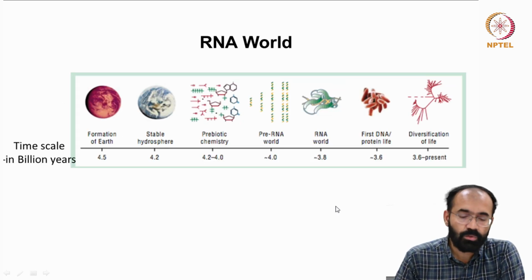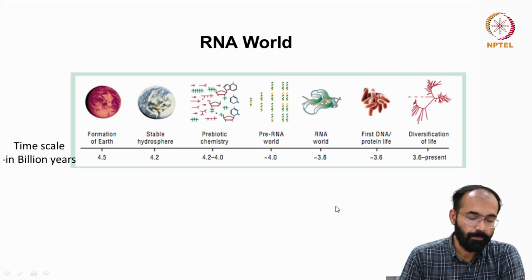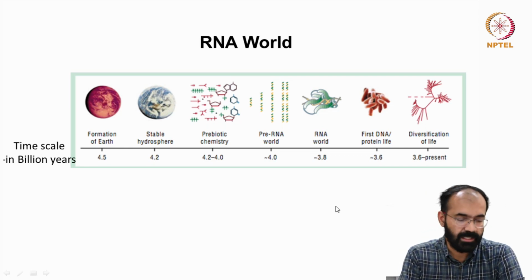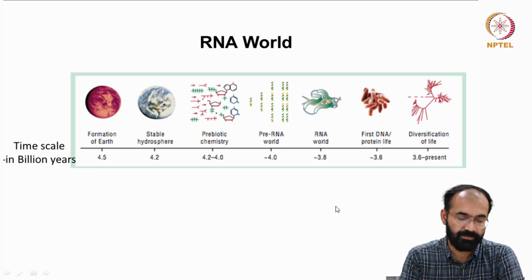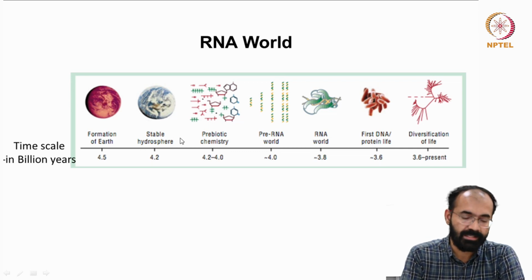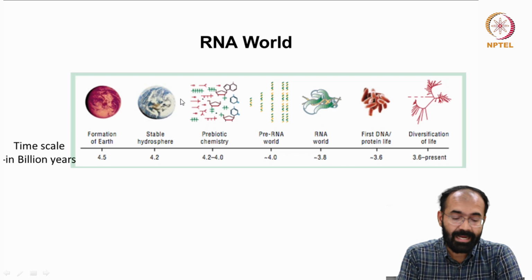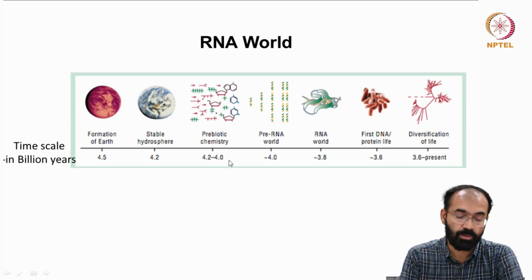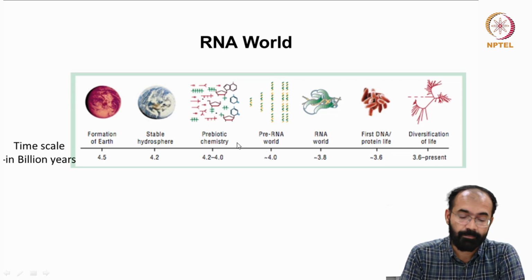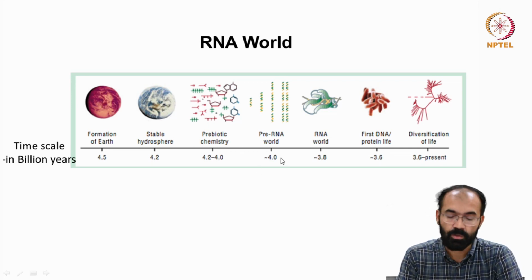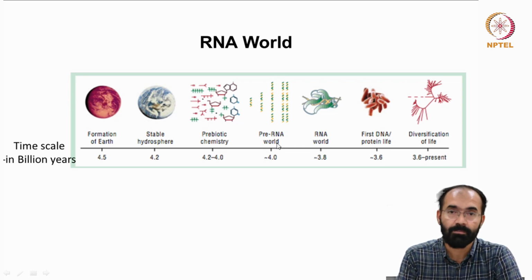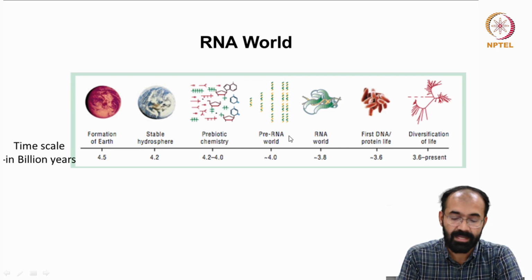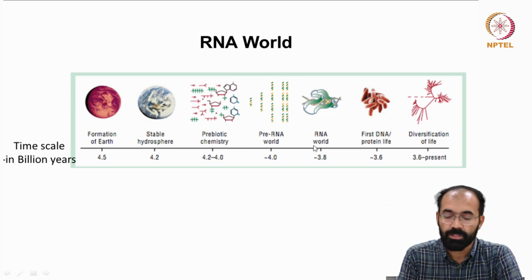Now, let us look into the RNA world using a time scale. Around 4.5 billion years ago, you have the planet Earth that existed, which is devoid of any life. And around 4.2 billion years, you have the stable hydrosphere. And by around 4.2 to 4 billion years ago, you have prebiotic chemistry. And then around 4 billion years ago, close to that, you have the pre-RNA world. That means the RNA world is not formed, but the components of the RNA have existed. And around 3.8 billion years ago, the RNA world came into existence.